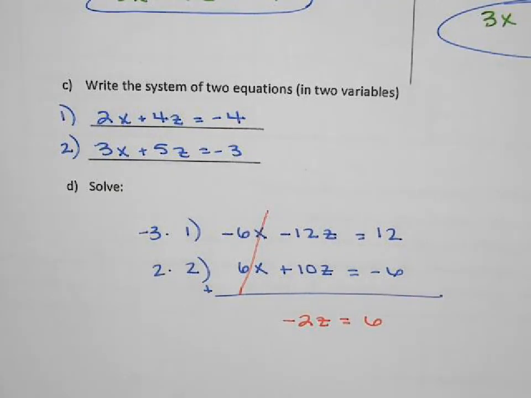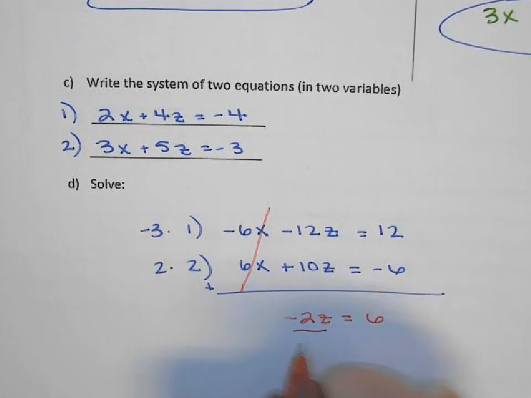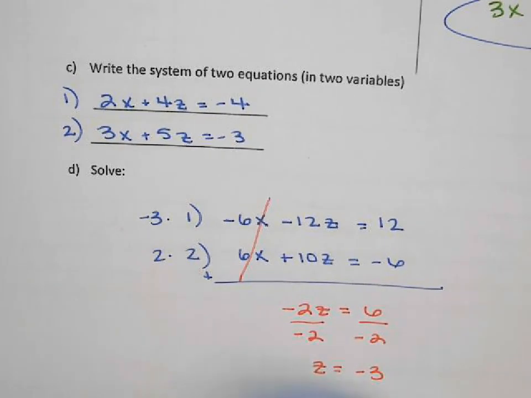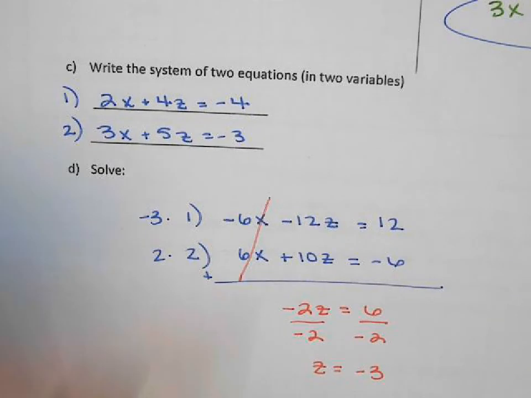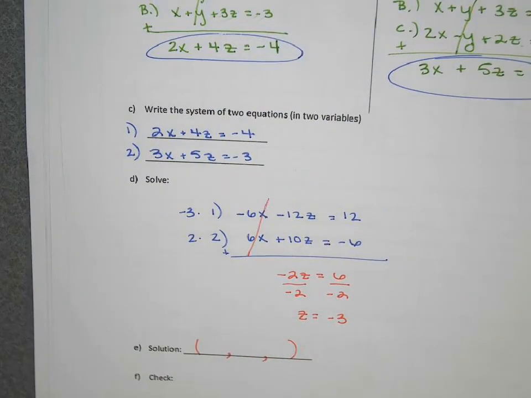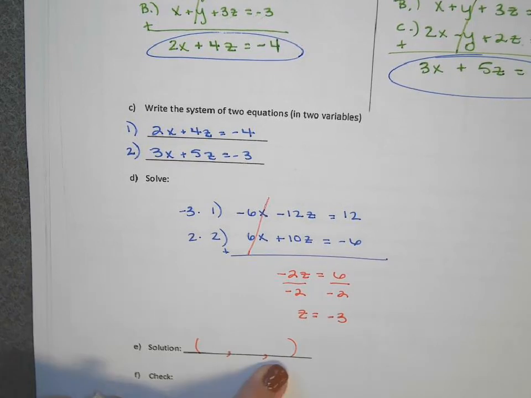My best recommendation is that when you are doing this, you double check every single step before moving on, because it gets very frustrating when you get to the end and can't find your error. Divide both sides by negative 2. z is negative 3. I know that my solution is a point, but it is an ordered triple. I did find the z, so I'm going to put that in the z spot as negative 3.